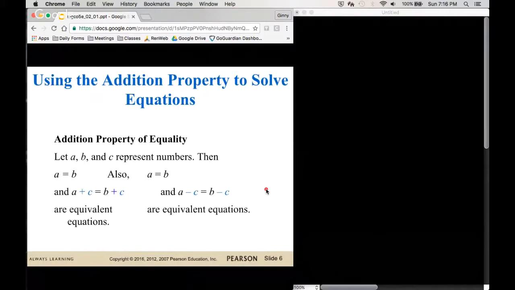So, using the addition property to solve equations. If A, B, and C all represent numbers, and A equals B, then if you add C to both sides, it's going to be the same equation. So if A equals B, then A plus C equals B plus C. In the same way, you can use subtraction. Subtraction is just the opposite form of addition, so it falls under the addition property of equality as well.